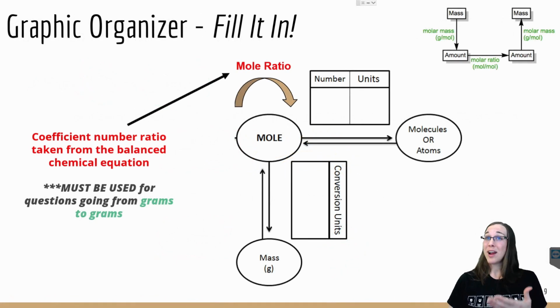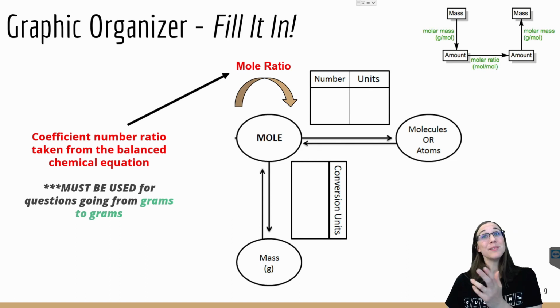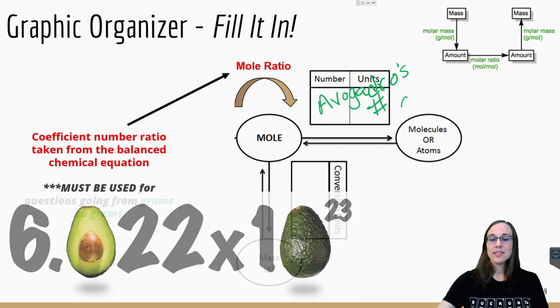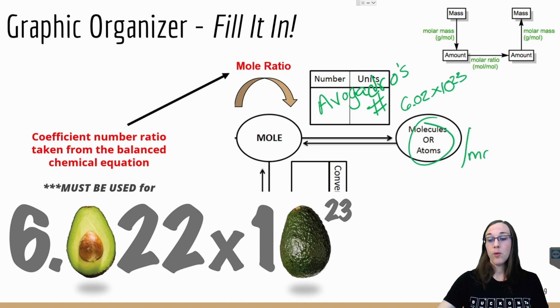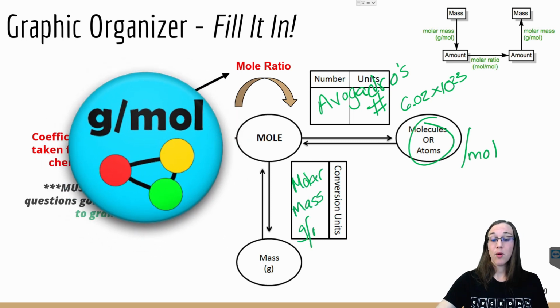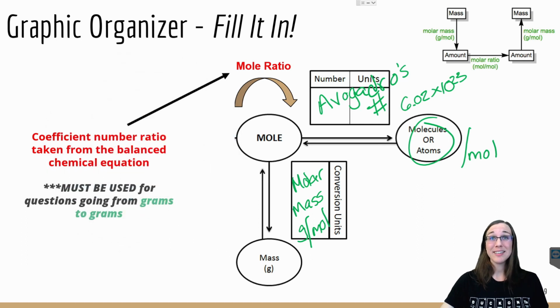Now, we started this graphic organizer in a past video when we were converting grams to atoms to moles and moles to atoms to grams and so on and so forth. And we used Avogadro's number here, which is 6.02 times 10 to the 23rd atoms or molecules per mole. And we used molar mass here, which is our grams per mole, which we found from the periodic table anytime we want to convert from moles to mass or mass to moles. Well, if we need to go from mole to mole up here, we're going to use our mole ratio. And just as a reminder, where do we find that mole ratio?